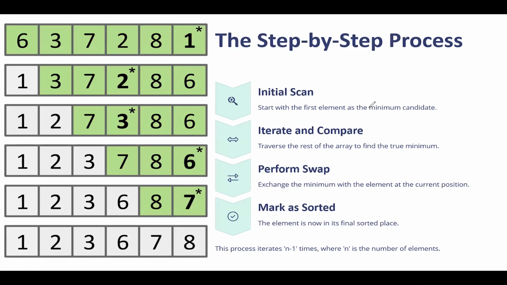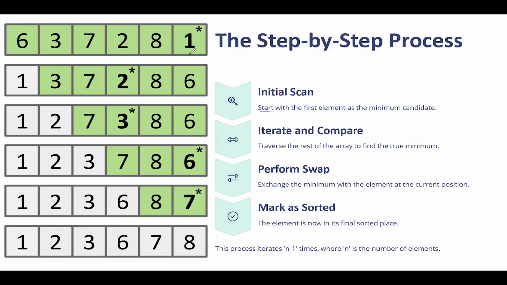If we are going to see the step-by-step process, initially we will start with the first element as the minimum candidate. As you can see, this is an example. I have 6, 3, 7, 2, 8 and 1. I am supposed to apply selection sort on this, and my output should be in ascending order, that is, I should start with the least element and then the highest element should be at the end.